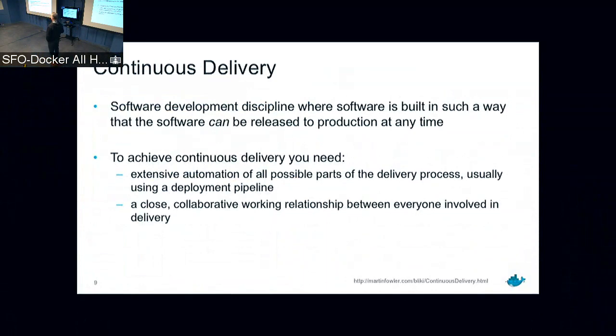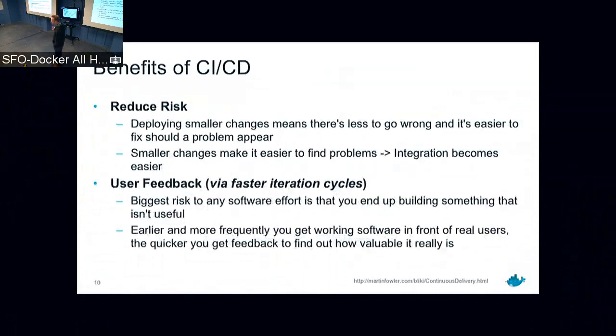To achieve this, we need extensive automation across our entire workflow. We need automated builds, we need automated tests, and a close working relationship between all of those that are involved. So why are we doing this? Most importantly, to reduce risk. Deploying smaller changes means that there's less that can possibly go wrong. If you're committing 6 lines of code, it's much easier to detect errors, and integration becomes that much easier. And most importantly, this helps us establish that connection more appropriately with the customer, where we get user feedback more frequently.